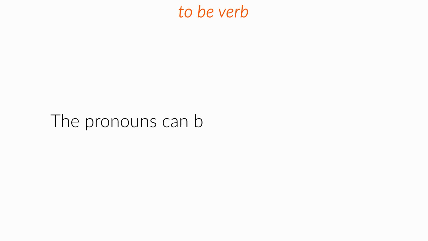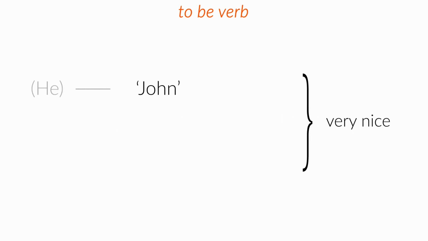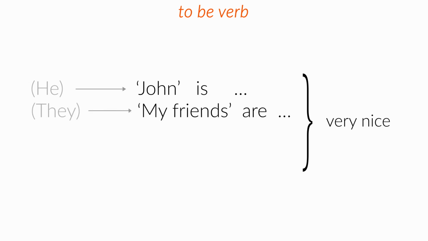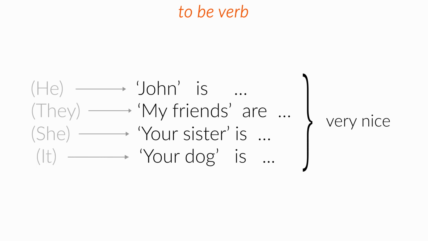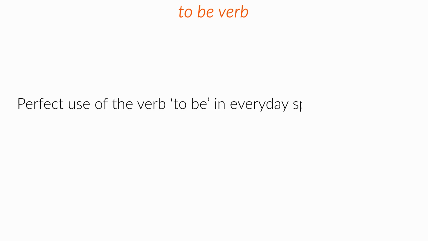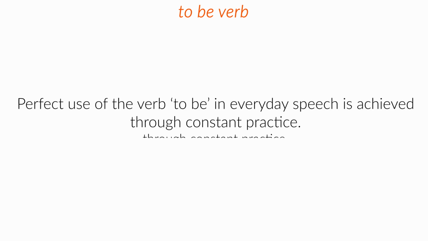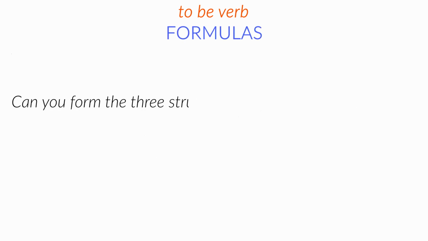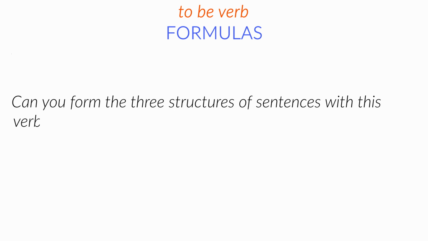It is obvious the pronouns can be replaced with nouns. For example, John is. My friends are. Your sister is. Your dog is. Please note, perfect use of the verb to be in everyday speech is achieved through constant practice. Constant practice. By the way, can you form the three structures of sentences with this verb?